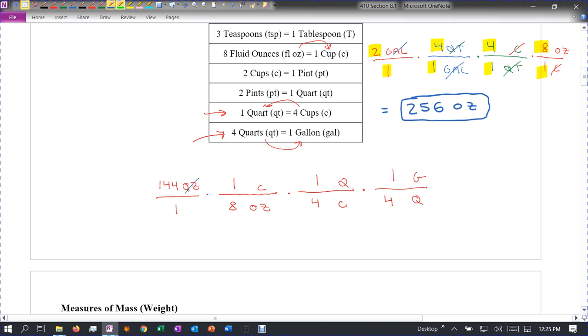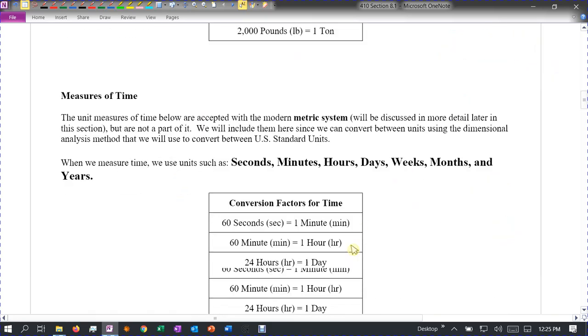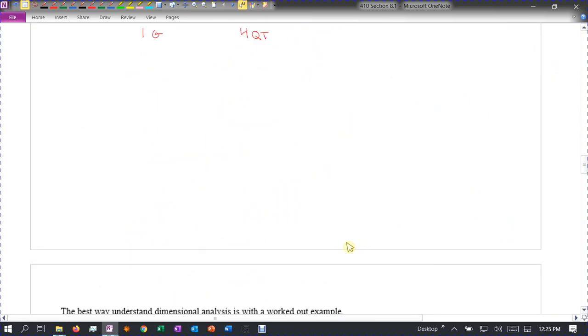Now all these units cancel. Ounces go away, cups go away, quarts go away, so we should just get gallons. On the top we have 144 gallons over 8 times 4 times 4, which is 128. Now we do that on our calculator: 144 divided by 128, and we get 1.125 gallons.